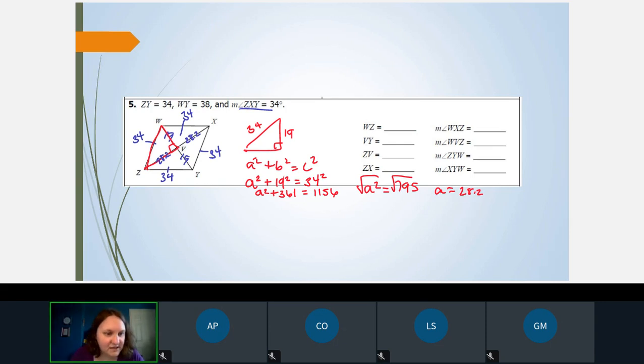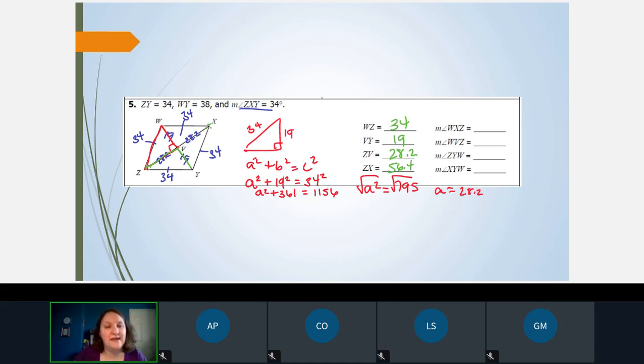Let's see, WZ, 34, that was a side. VY is half of this diagonal at 19. ZV, we found that when we did the Pythagorean theorem, 28.2. And ZX, okay, well, ZX is this whole entire diagonal. So we can do 28.2 plus 28.2 and get 56.4. All right, so that's sides.